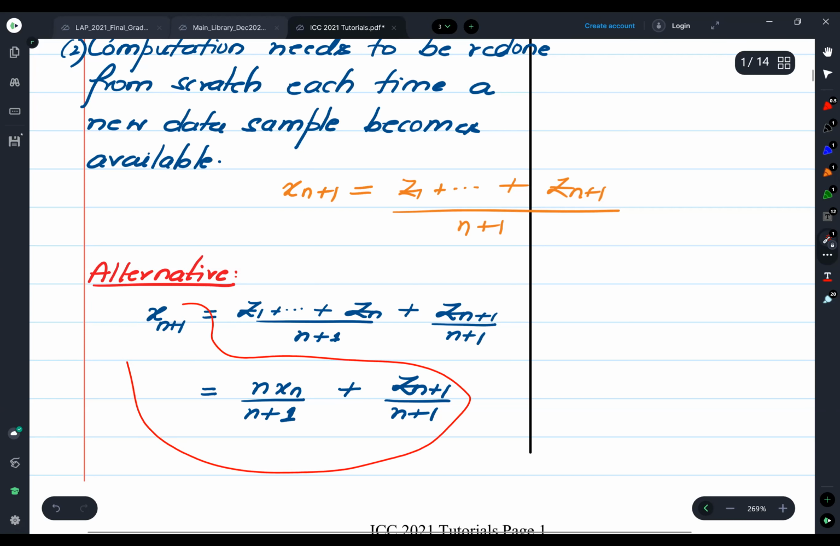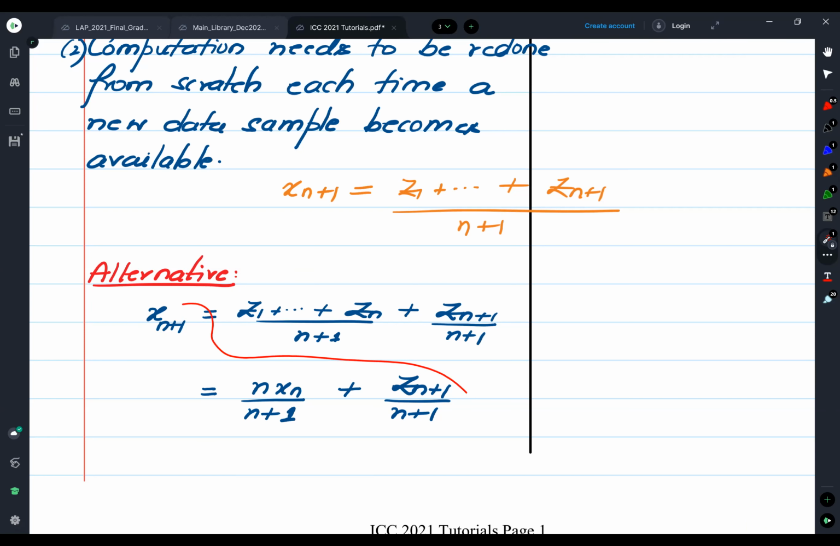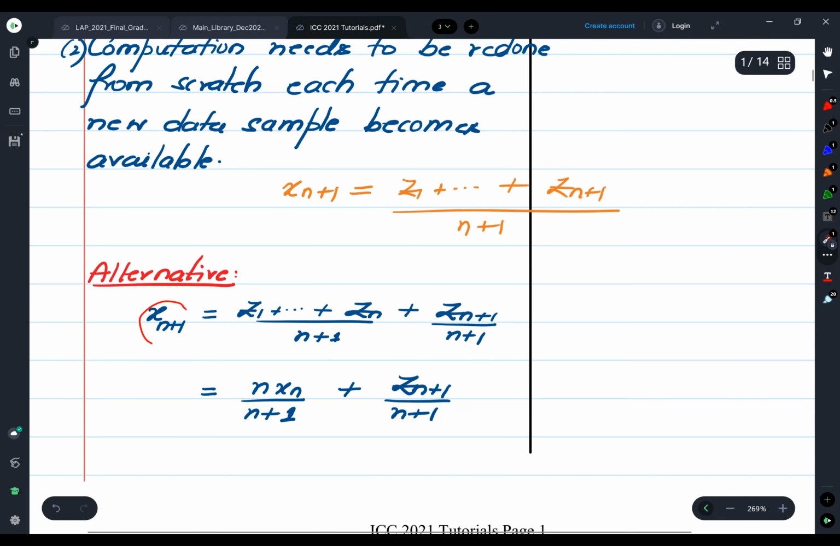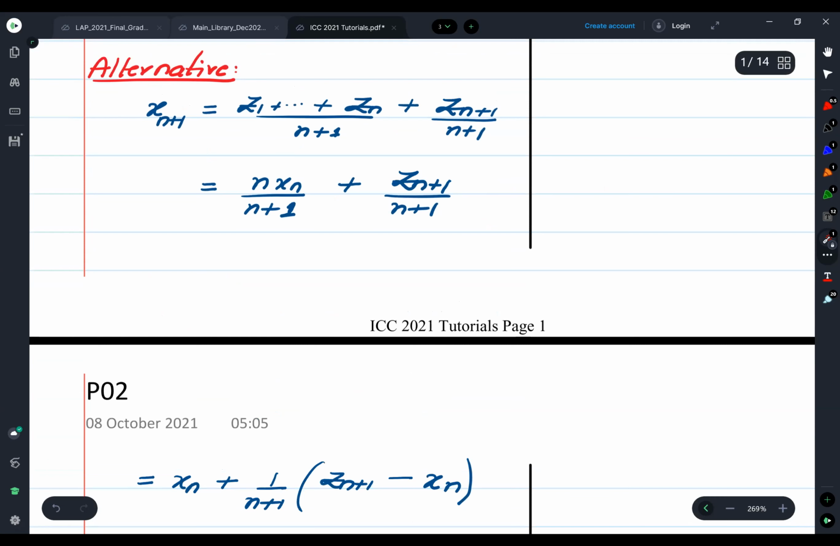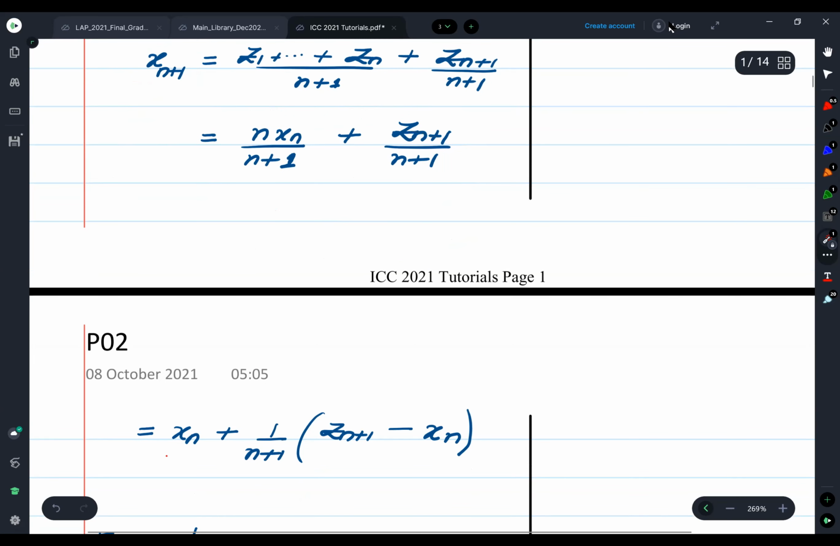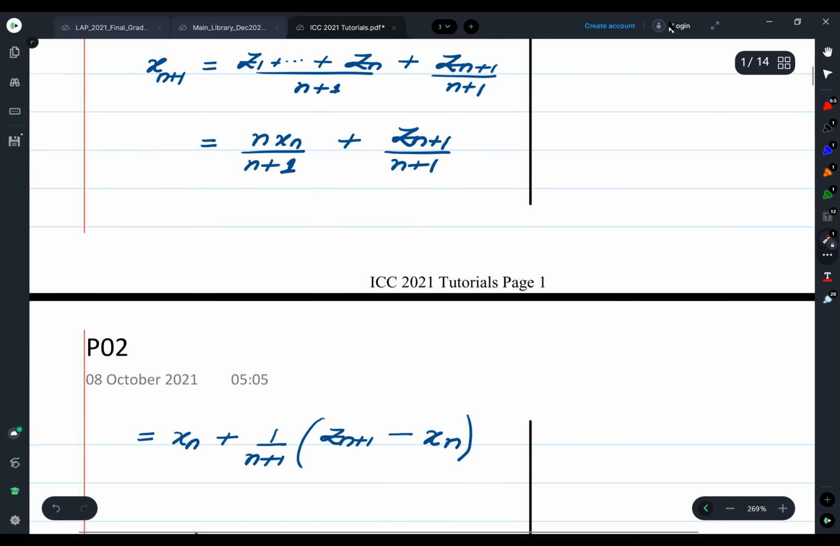I say recursive because I have come up with a formula that relates xn plus 1 to the previous estimate, that is xn. And I hope you agree that by massaging this update rule, one can rewrite it as xn plus 1 is xn plus 1 over n plus 1 times zn plus 1 minus xn. So I've just rewritten this update rule in the following way.